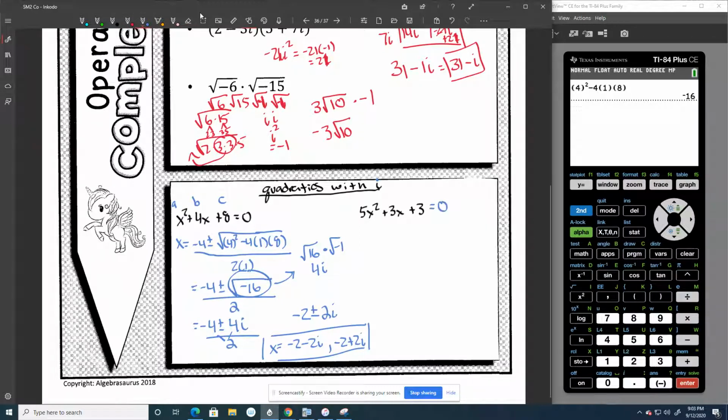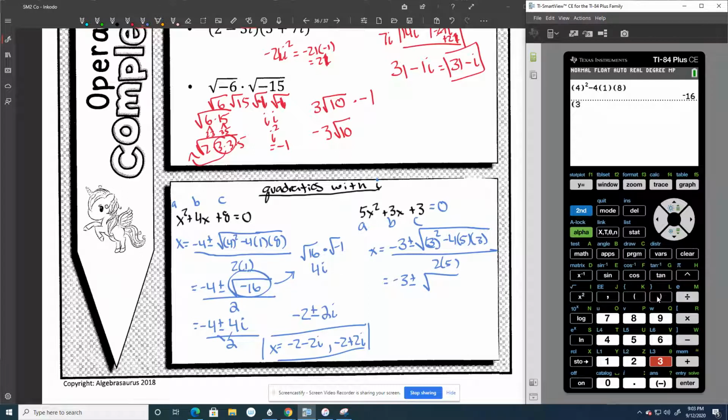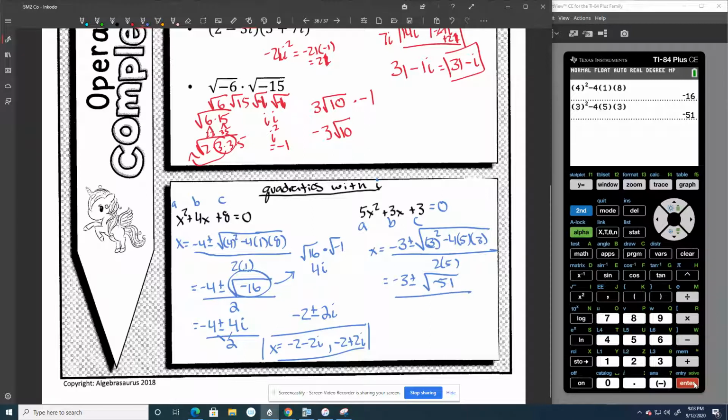Couple more examples. Let's set this equal to 0. And let's say there's my a, there's my b, there's my c. So x equals negative 3, the opposite of positive 3, plus or minus the square root of 3 squared minus 4 times 5 times 3, all divided by 2 times 5. So that simplifies to be negative 3 plus or minus the square root. Let's plug that in my calculator here. 3 squared minus 4 times 5 times 3 gives me the square root of negative 51, all divided by 10.